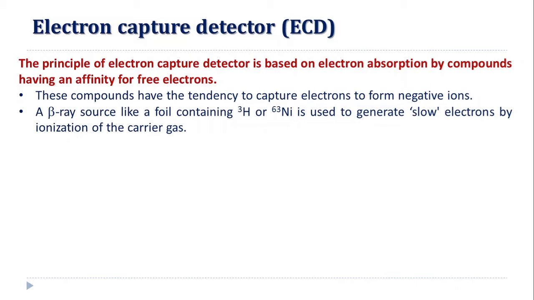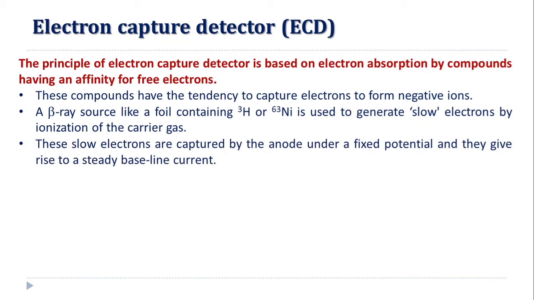So in this case, carrier gas ionization is done by using tritium or nickel. They form a slow electron source, a slow electron flow. These slow electrons are captured by the anode under a fixed potential and give rise to a steady baseline current. So the electrons generated from the carrier gas are captured by the anode, which has a fixed potential applied, and they give rise to a steady baseline current. So the current will be constant.